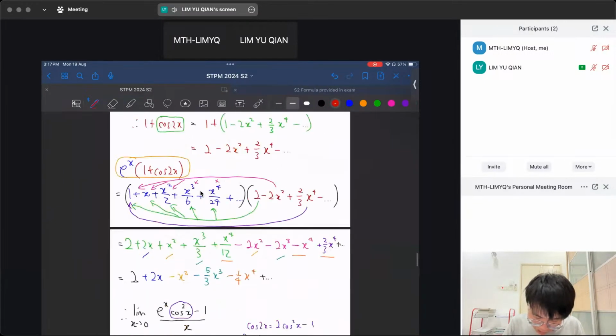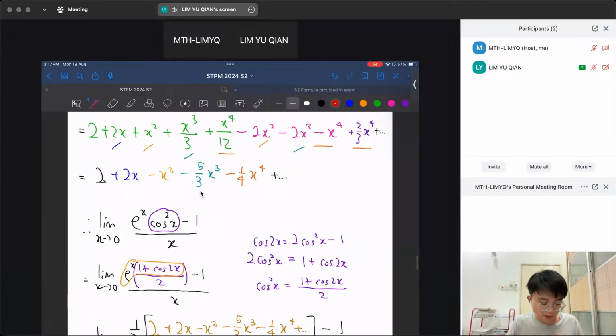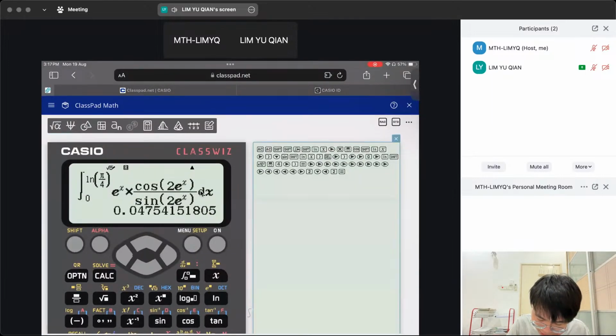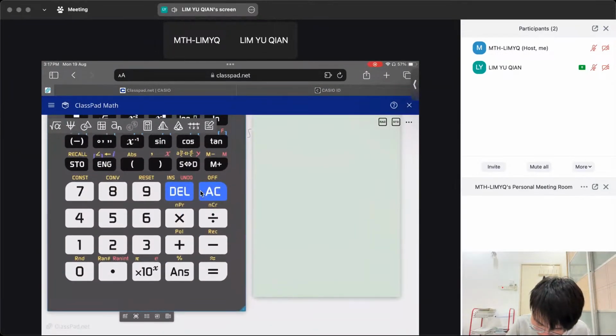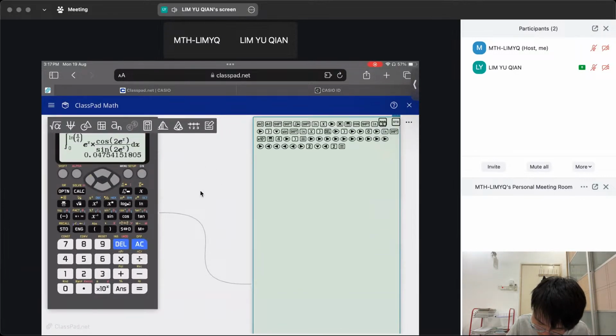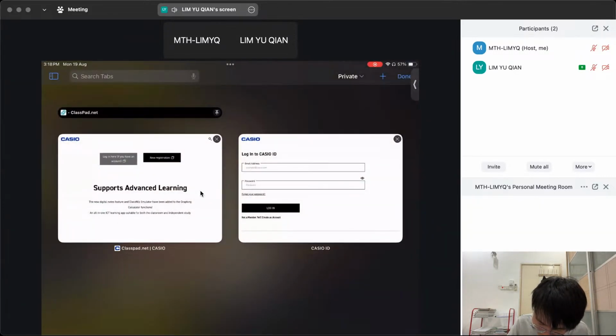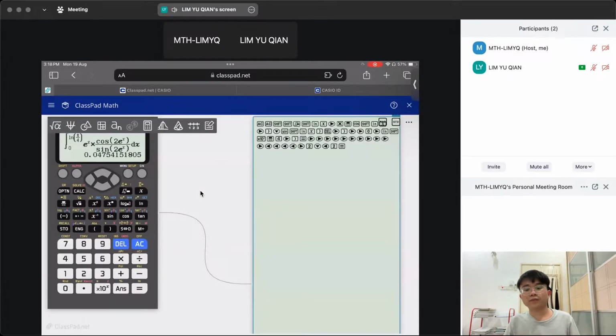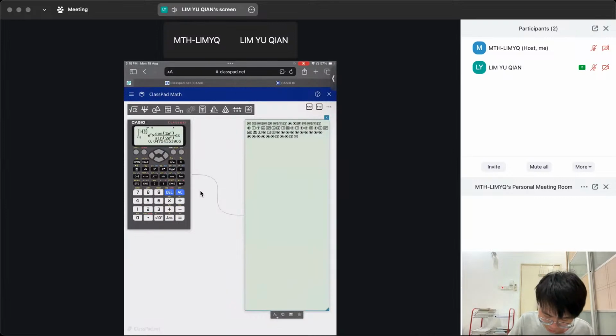So this limit can also be checked with a calculator. e^x cos squared x minus 1 over x. Let's check with the calculator. What happened? Should change my view for a while. Let's try this one.